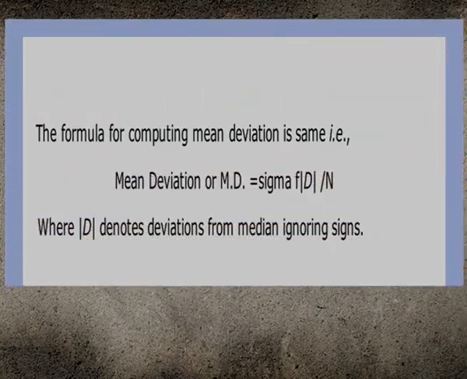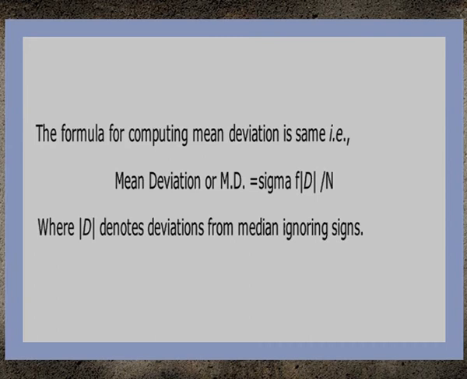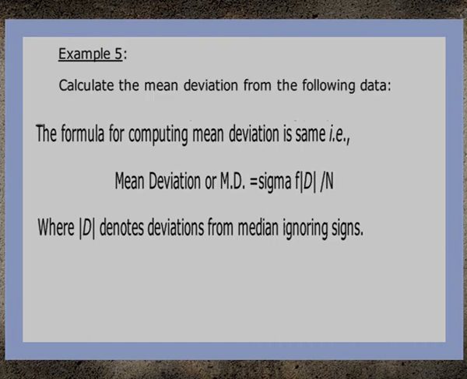The procedure remains the same as discussed above for calculating mean deviation in continuous series. The only difference is that here we have to obtain the midpoints of the various classes and take the deviations of these midpoints from the median. The formula for computing mean deviation is the same, that is mean deviation or MD is equal to sigma F times absolute D divided by capital N, where absolute D denotes a deviation from median ignoring the signs.